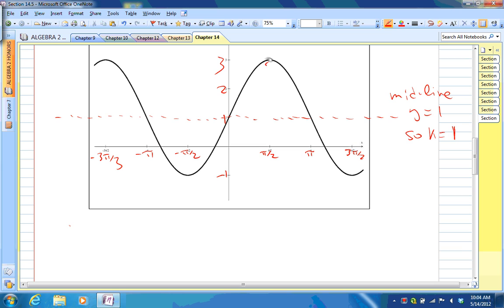Amplitude is 2. That's the distance from the height or the peak to the midline. So A equals 2.